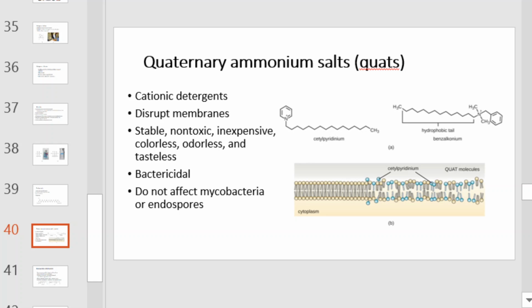These are cationic detergents and they disrupt membranes. They are stable, non-toxic, inexpensive, colorless, odorless, and tasteless. They have a bactericidal effect on microbial growth, but do not affect mycobacteria or endospores.